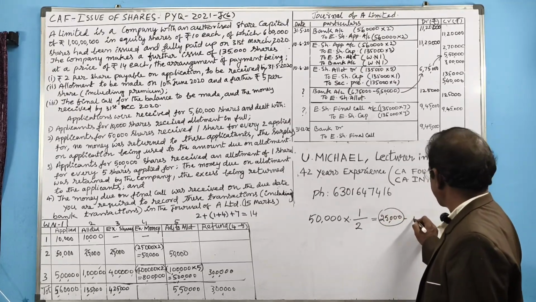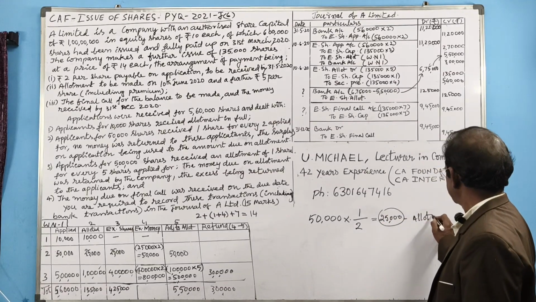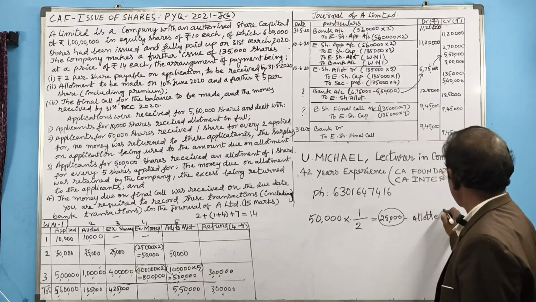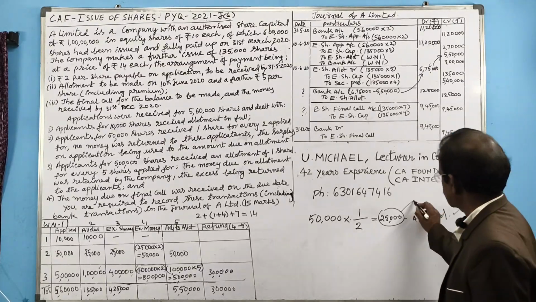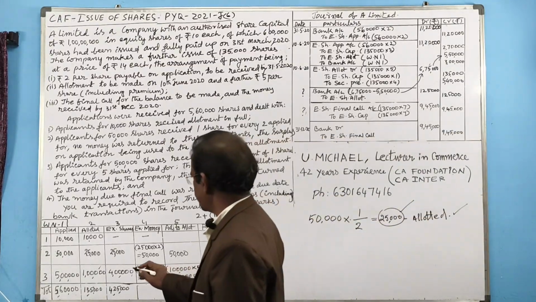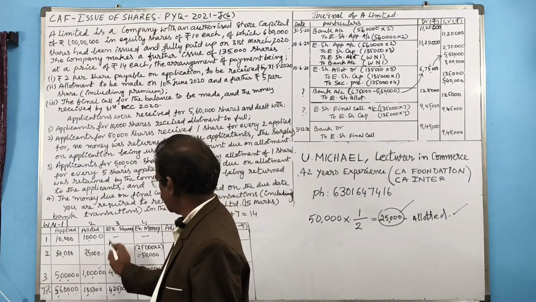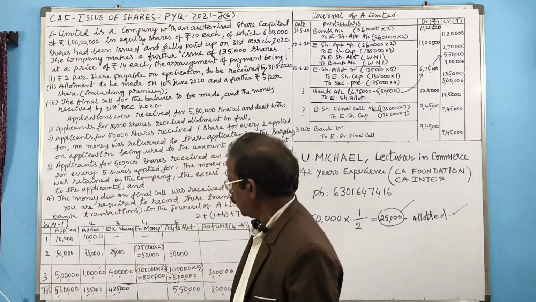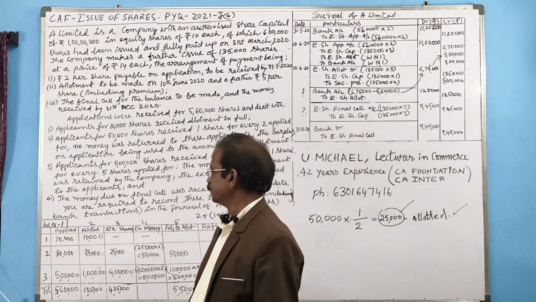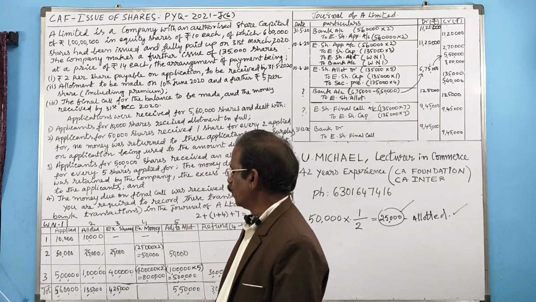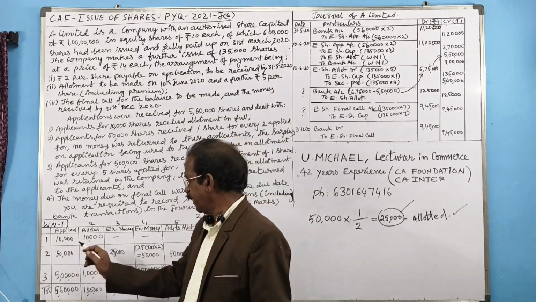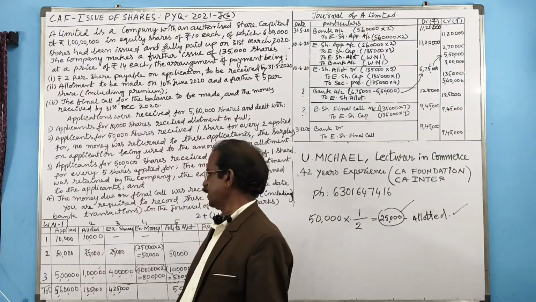These were allotted. These 25,000 shares you have to write in the allotted column. Now, if you compare these two, what will you know? These were applied, these were allotted.